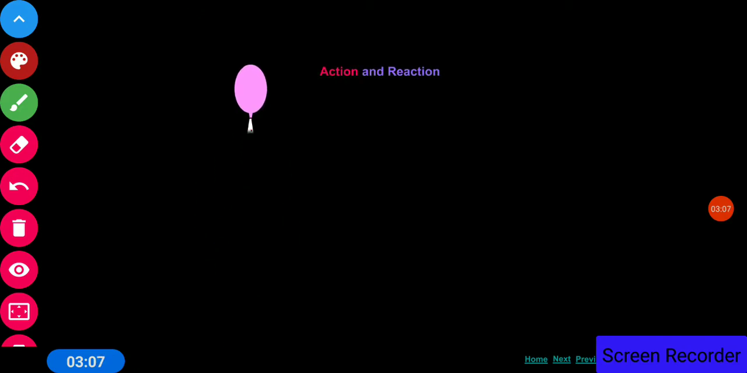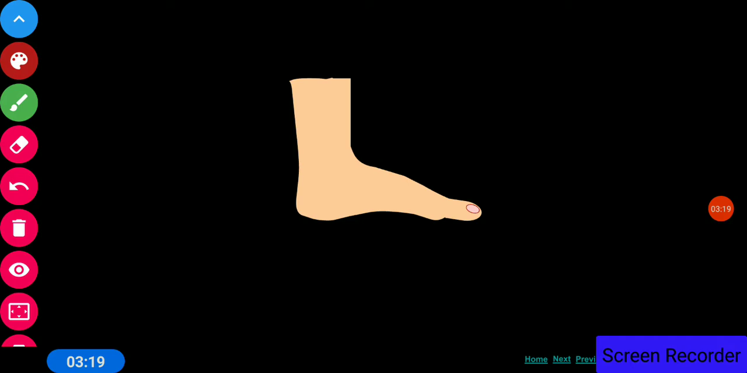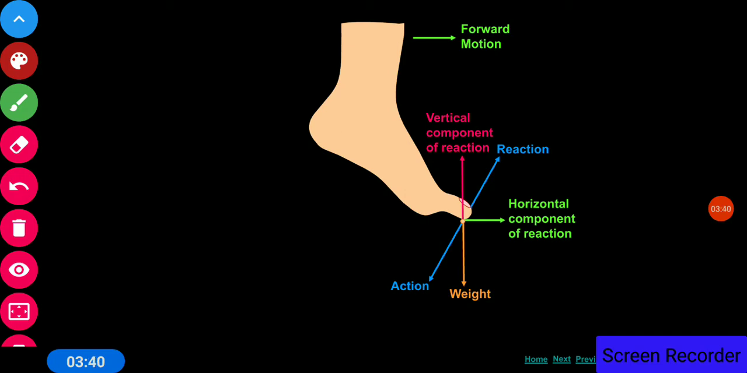Action and reaction. Balloon, rocket: action is that the gases are coming out, and the rocket is moving in the upward direction. When we walk on the ground, the weight is balanced by the reaction, and when we press the ground with our foot, there are action and reaction as shown in the figure. Now if we divide the reaction into two components, the vertical component of the reaction balances the weight of the body and the horizontal component of the reaction gives the forward motion.